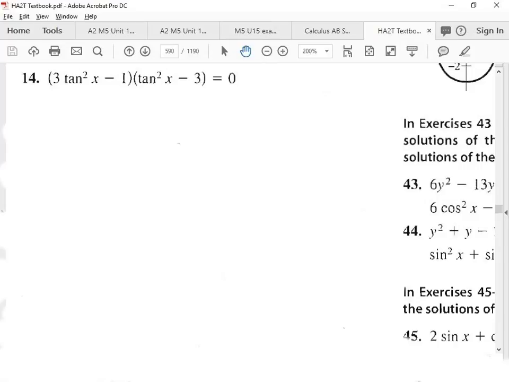Oh, I appreciate that. Okay, so I got two factors right here multiplying to give you 0. Because both of these factors are multiplying to give you 0, then you can set each of these factors equal to 0 to solve. Yeah, you can totally do that.